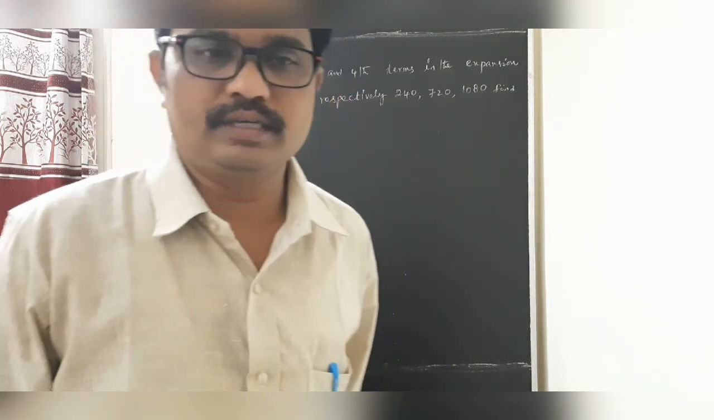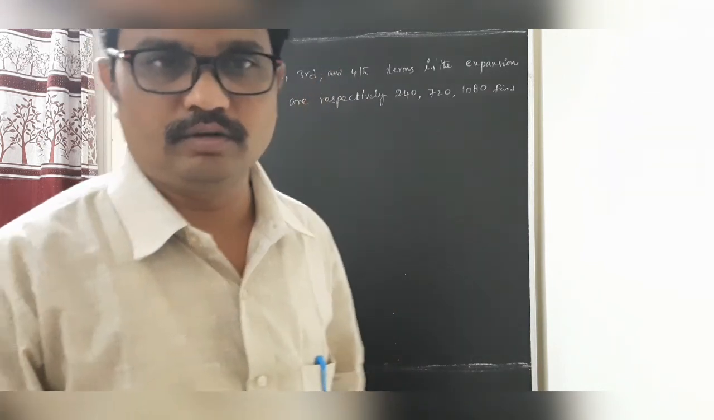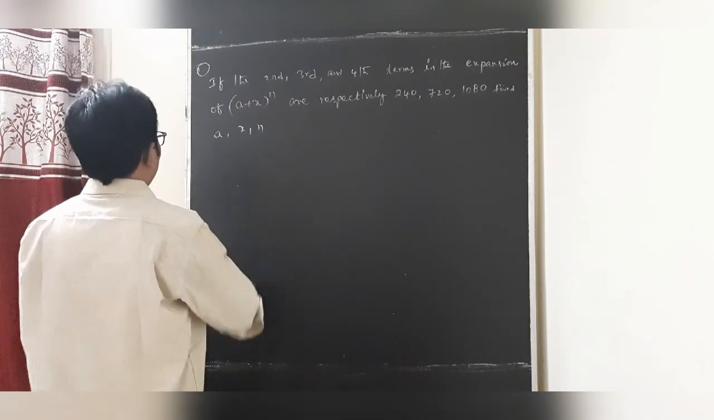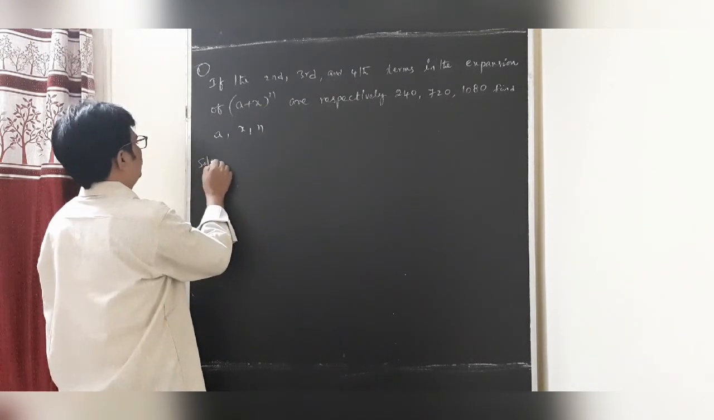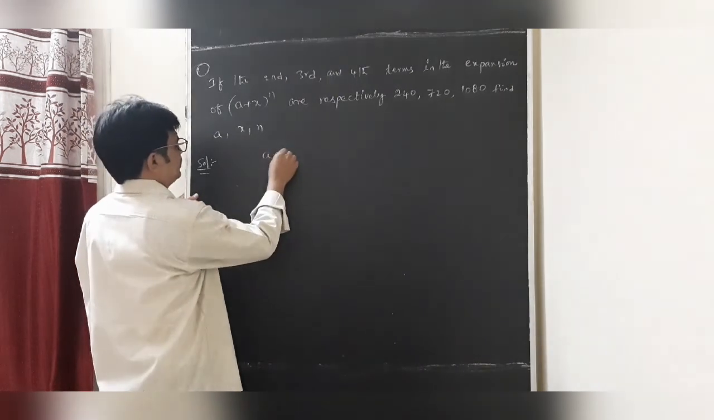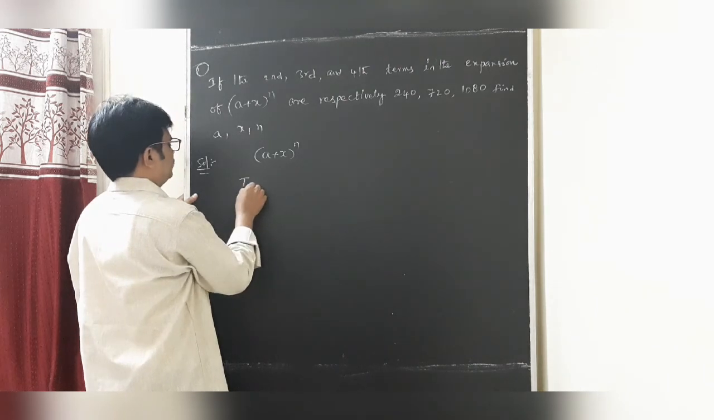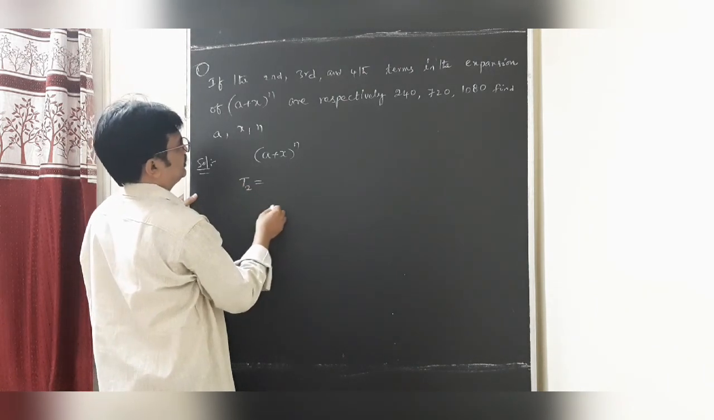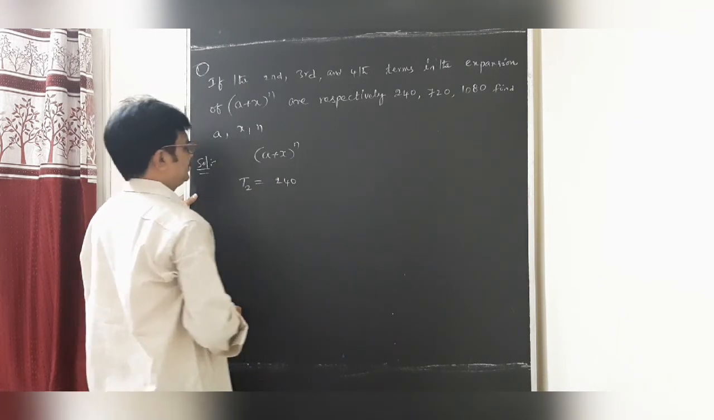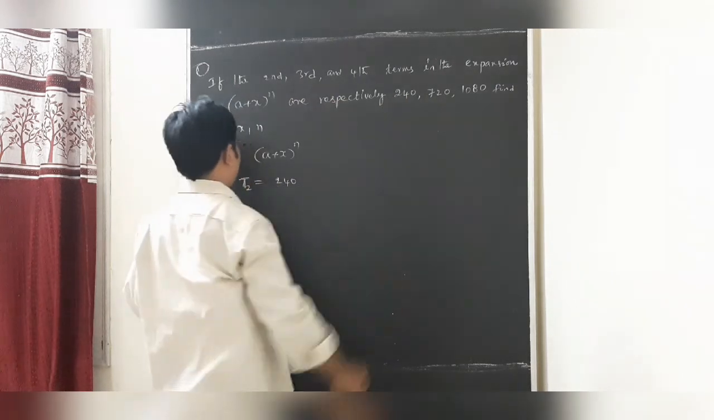Today we are going to discuss the binomial theorem. Okay, students, right now the question number 1. The second term, what is it, students? (a + x)^n is the binomial. The second term is given as 240. Okay, students, the second term is 240.